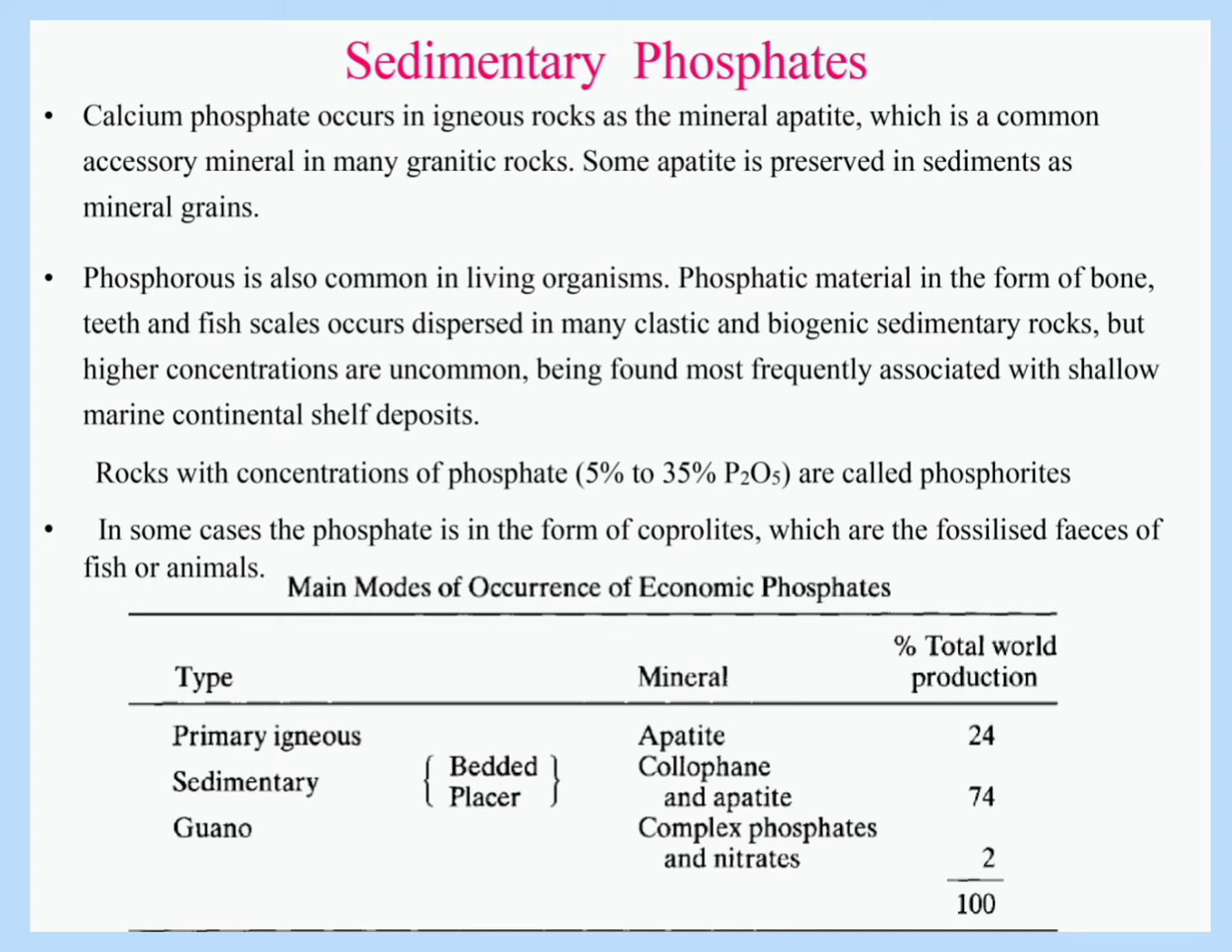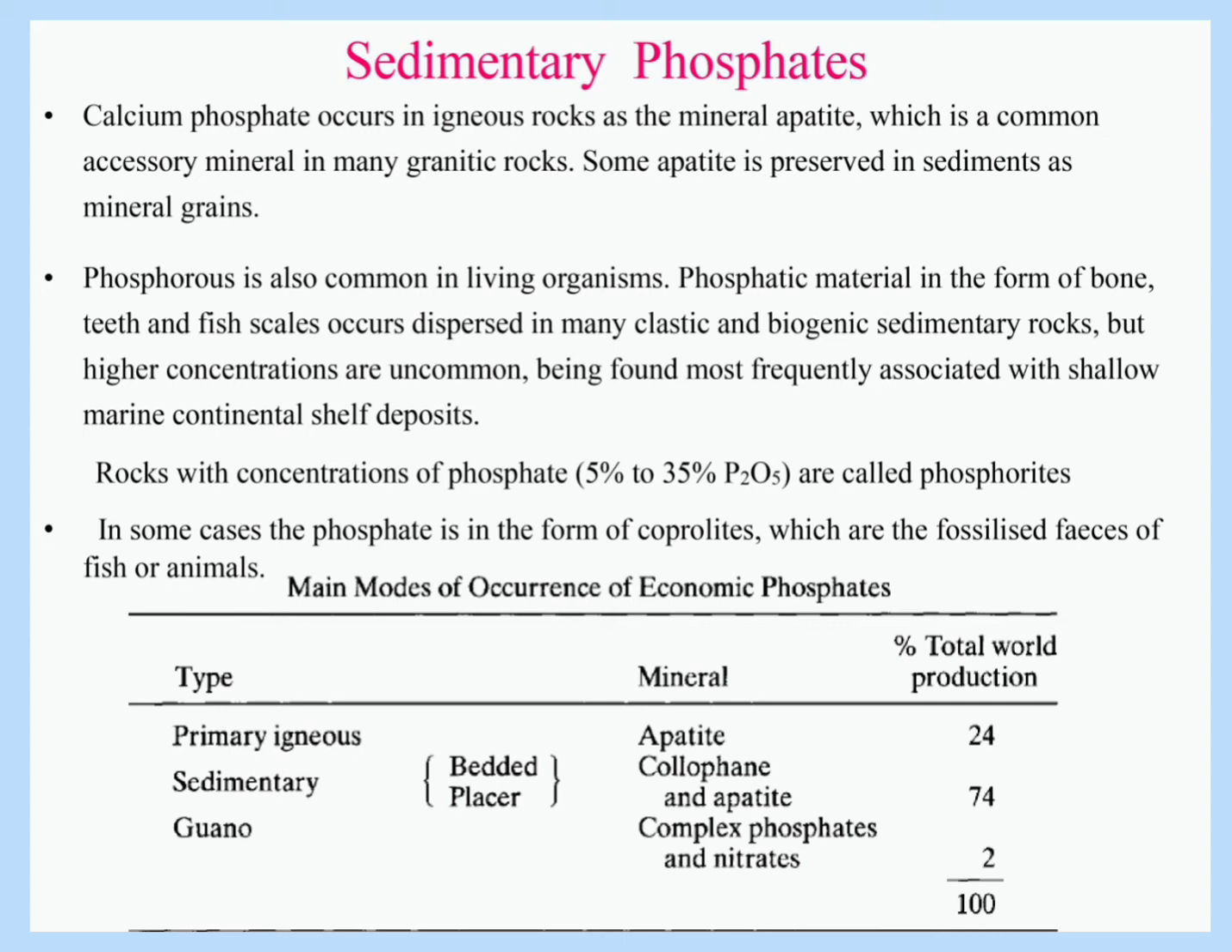Some apatite is also preserved in sediment as mineral grains. So the important point here is that apatite is the only calcium phosphate that occurs in igneous rock.